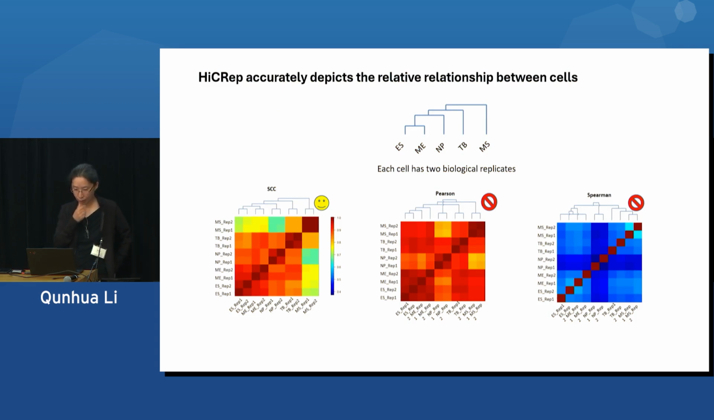We call our statistic HiCRep, and we checked whether it works well by checking whether it can reflect the relationship between cell types on the lineage. This statistic is called SCC, the stratified correlation coefficient. We compared with more traditional ones, and we found that our method can reconstruct the lineage relationship when we apply it to Hi-C data to compute the pairwise distance using our statistic.